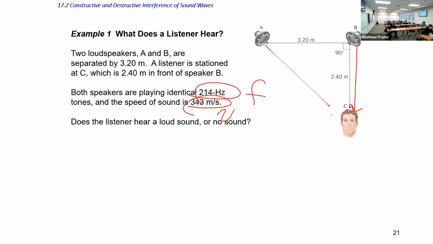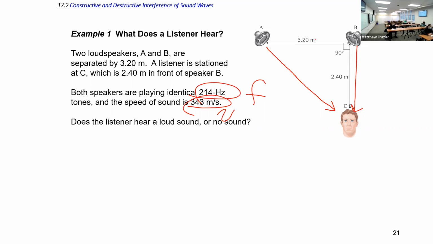It goes from A to C along that line. So we need to figure that out. But what I've just drawn is a right triangle. So we can look at this, and you just throw this in the Pythagorean theorem.